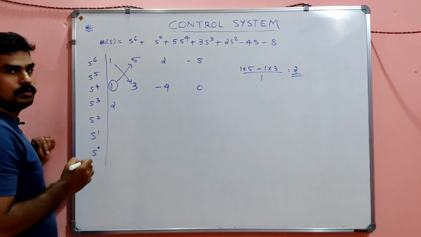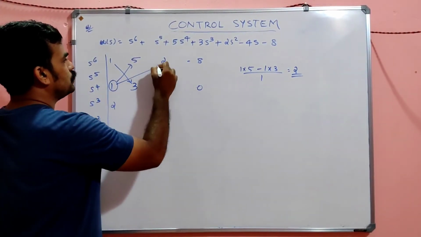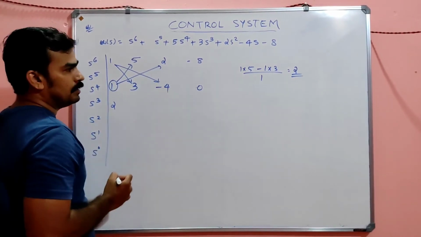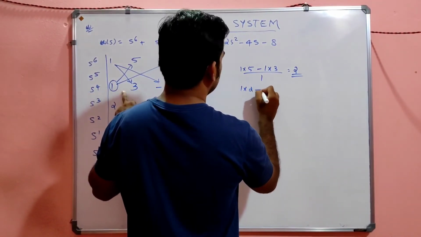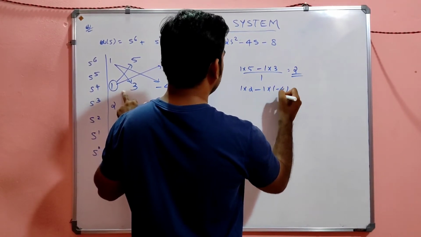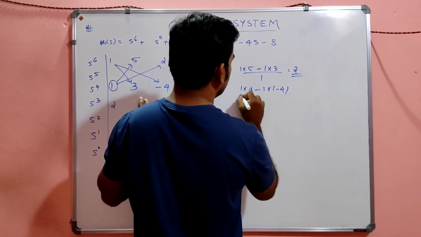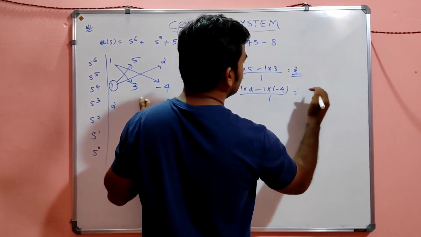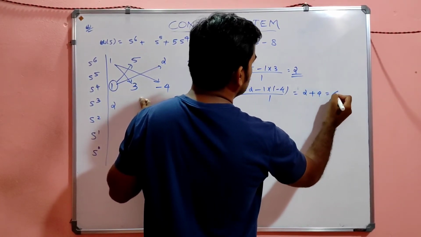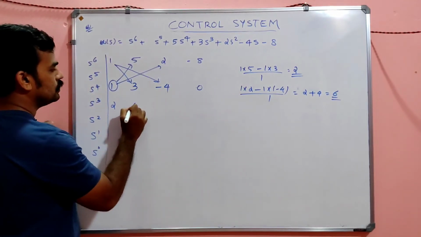So it will be 2. For this element, this into this minus this into this. Correct now? So it will become 1 into 2 minus 1 into minus 4. Am I right, my dear? Minus 4 divided by 1. So it will become 1 into 2, or simply 2, my dears. 2 plus 4, 6.